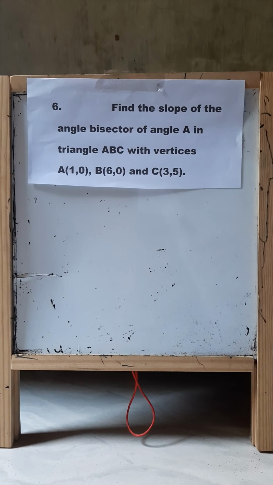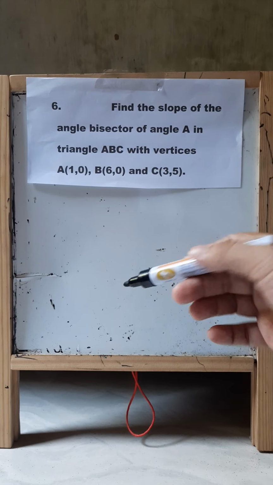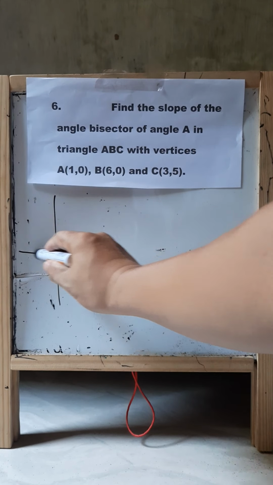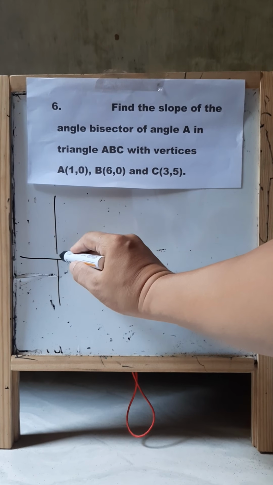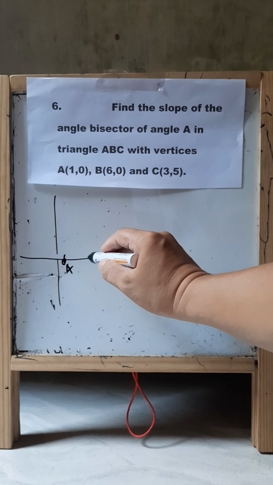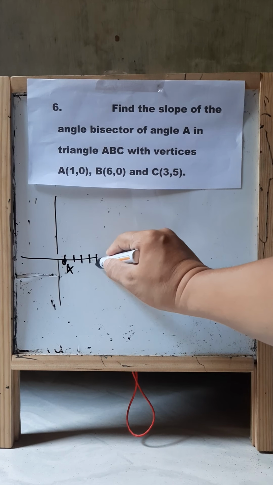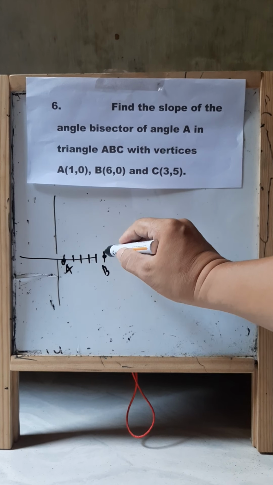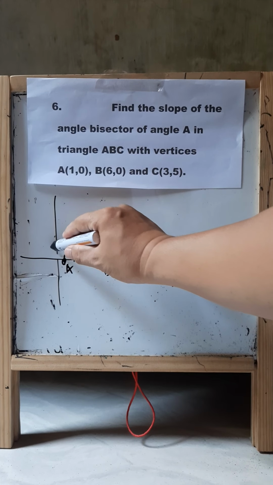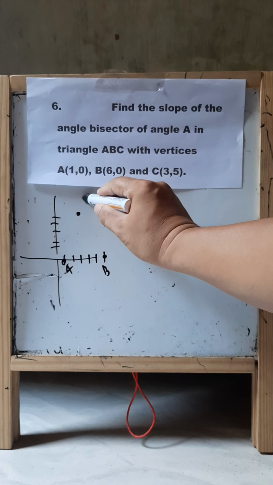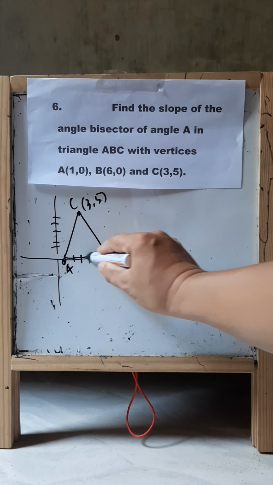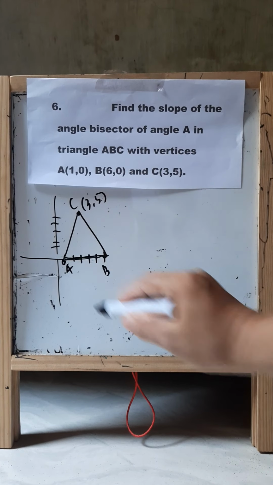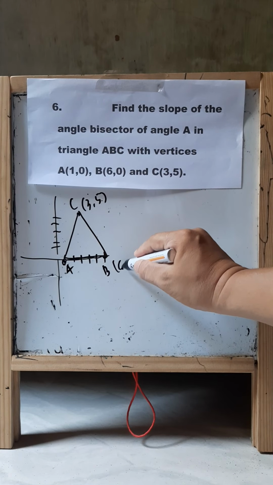We have number 6. Find the slope of the angle bisector of angle A in triangle ABC with vertices (1, 0), (6, 0), and (3, 5). First, let us draw the triangle in the Cartesian plane. For point A, we have (1, 0). For B, we have (6, 0): 2, 3, 4, 5, 6. And for C, we have (3, 5): 1, 2, 3, 4, 5. Connecting the points, we have formed a triangle.